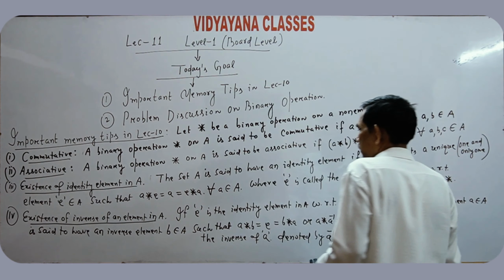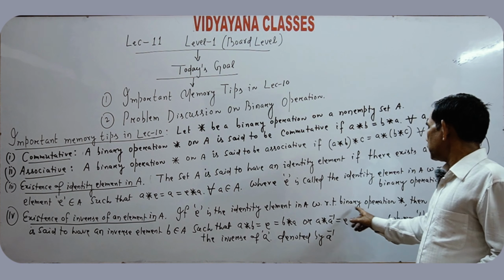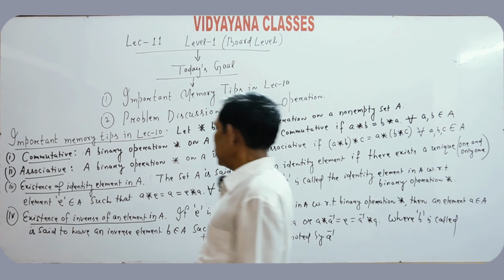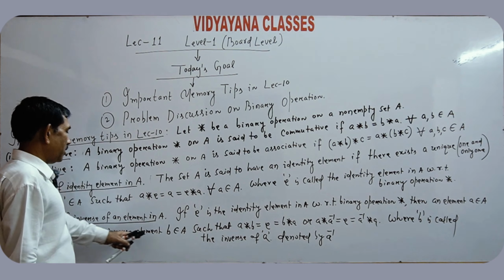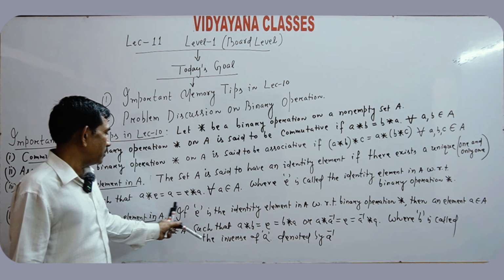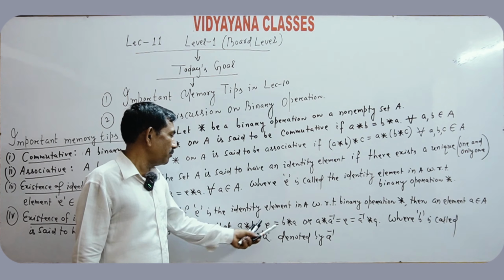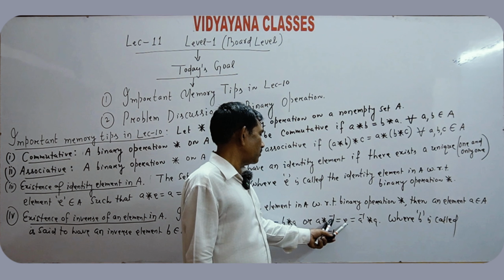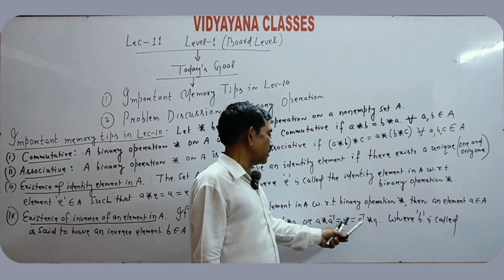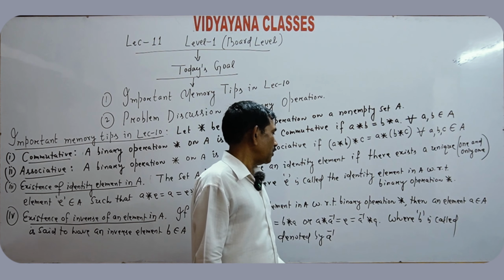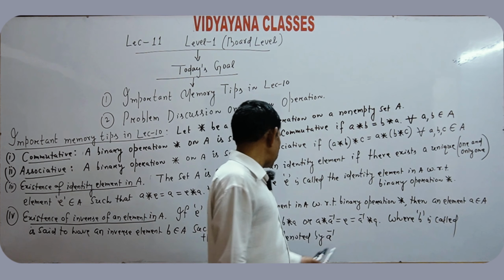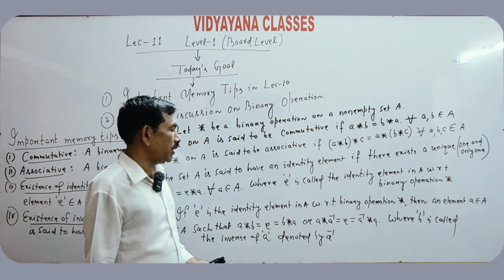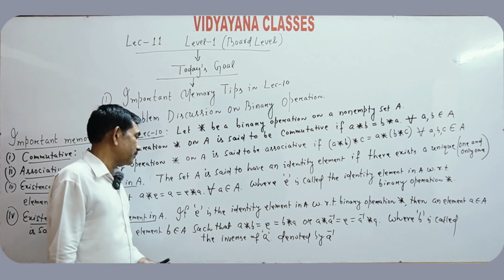If e is the identity element in A with respect to binary operation star, then an element a belongs to A is said to have an inverse element b belongs to A, so that a star b is equal to e, which is the same as b star a, or a star a inverse is equal to e, where b is called the inverse of a, denoted by a inverse, or a to the minus 1.